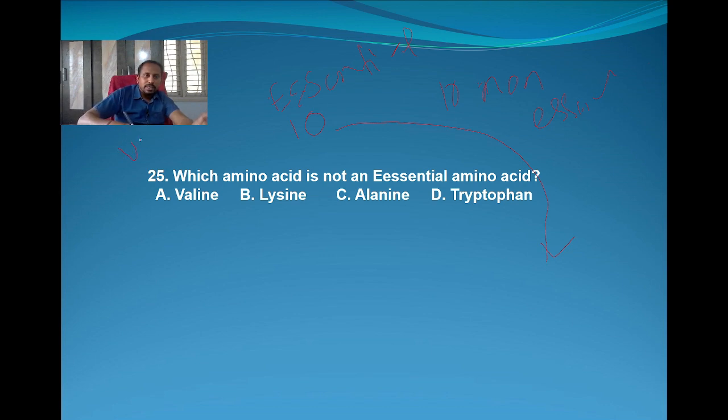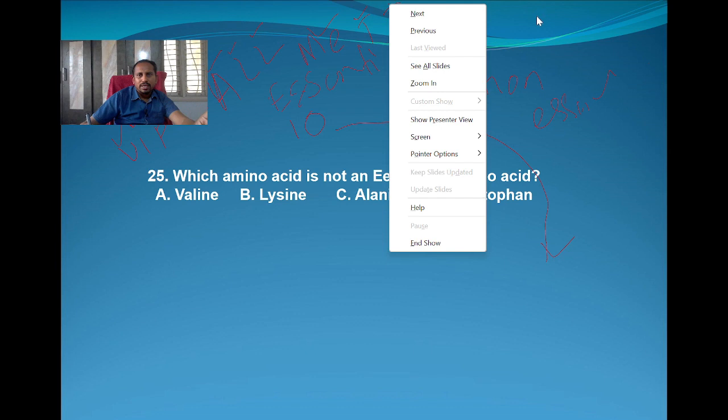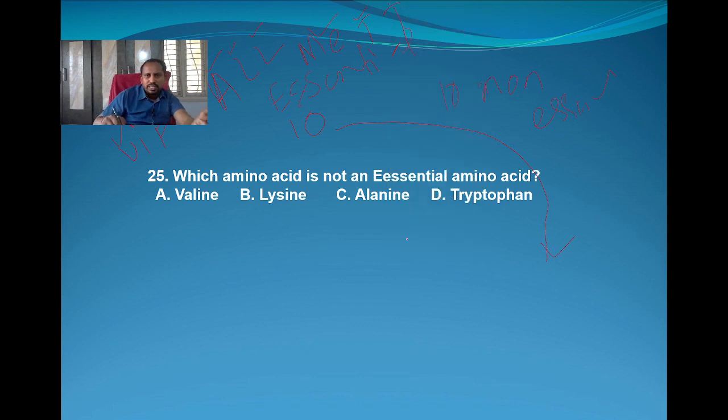VIP. V stands for valine, I stands for isoleucine, P stands for phenylalanine, S stands for histidine, A stands for arginine, leucine, lysine, methionine, threonine, and tyrosine. Okay. So here, which amino acid is not essential? Listen, valine is essential, lysine is essential, tryptophan is not essential. So the answer is tryptophan. Okay.